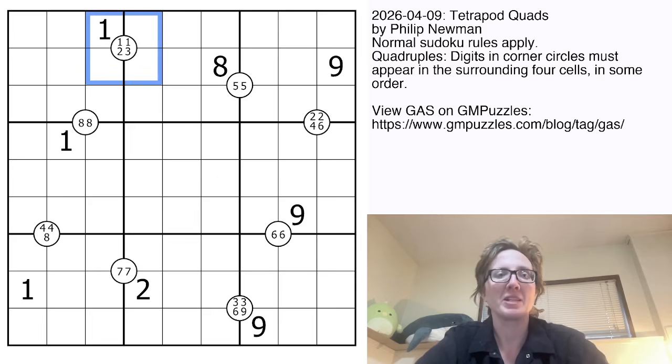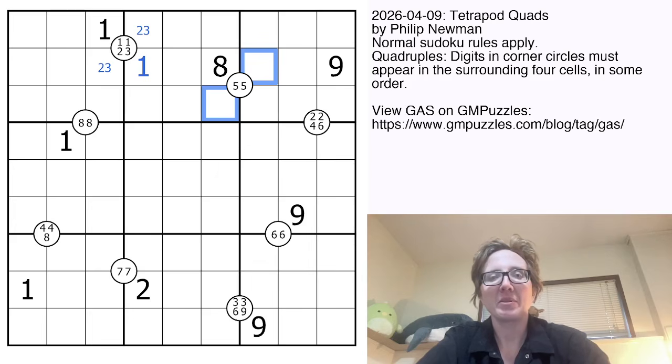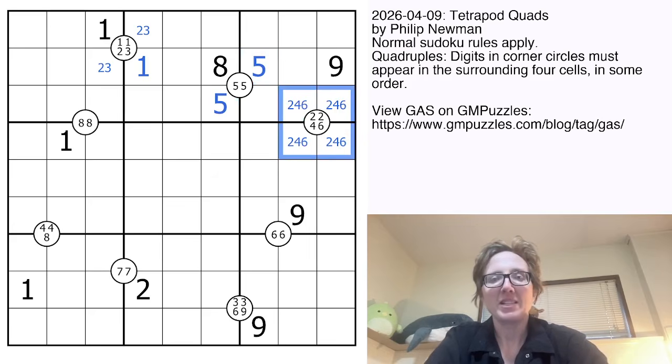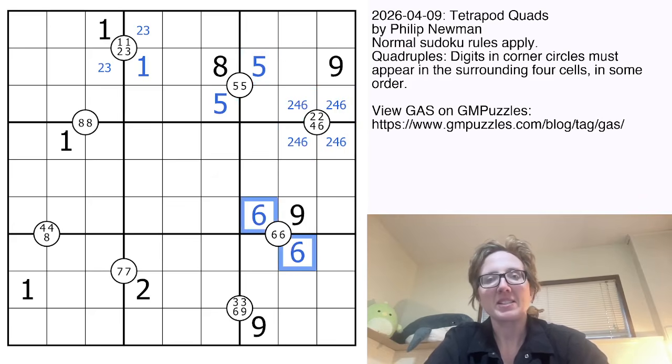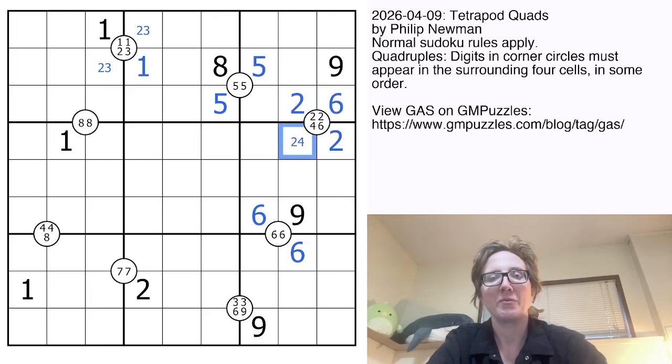So for instance, this one has 2 1s in it, so there must be 2 1s in the surrounding cells as well as a 2 and a 3. There need to be 2 5s here. The only way we can fit 2 in is to put them there. This quad can only contain 2, 4, and 6. This one needs 2 6s, so we can't have 6s over here. So this is going to be a 2 4 pair, making this a 2 6 pair. And because there's a 6 there, that's the 2, 6, and 4.